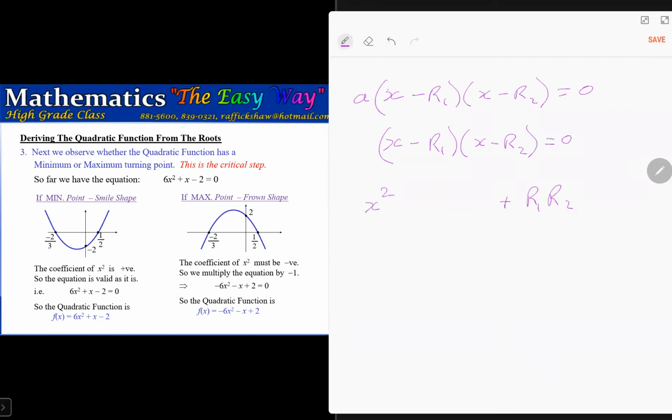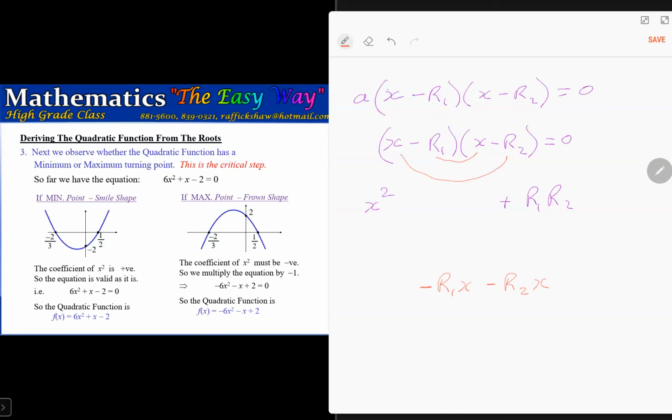And then the middle term, remember now, is the far product and the near product. Now let's look at it. Let's do the near product first. The near product will be negative r1x. And the far product would be negative r2x. Negative r1x will be the near product, and negative r2x will be the far product.